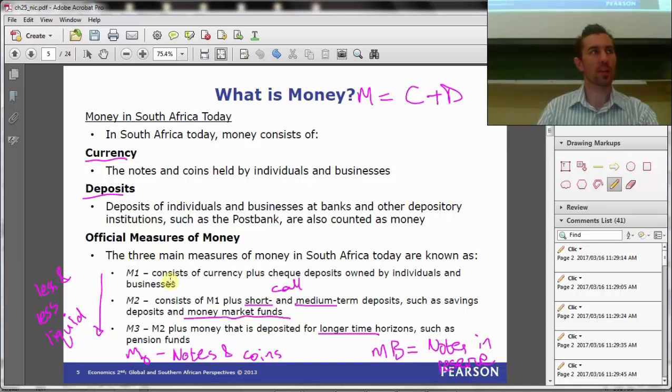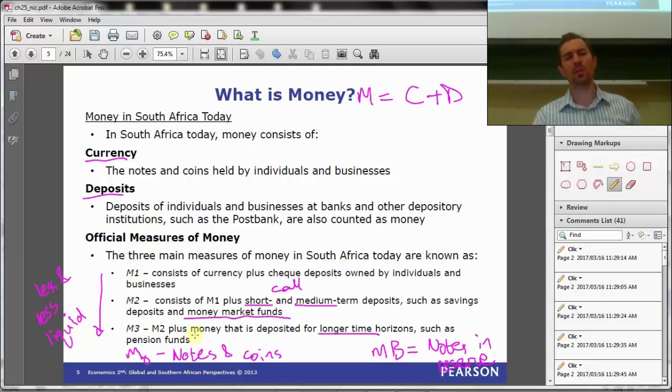M2 includes cash, call deposits, and slightly longer term deposits, in other words, short and medium term deposits. So if you have to wait for a day before you get your money, if you have to notify your bank, if you have to wait for a week, that sort of thing is included in M2. And then M3 again includes all of those things, cash, call deposits, short term, medium term, as well as longer term time horizons. So if you need to wait for 3 months or 6 months to get your cash, then we're talking more like M3. So as we move from M1 down to M3, we get less and less liquid.